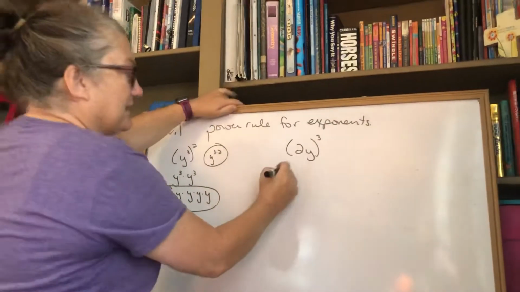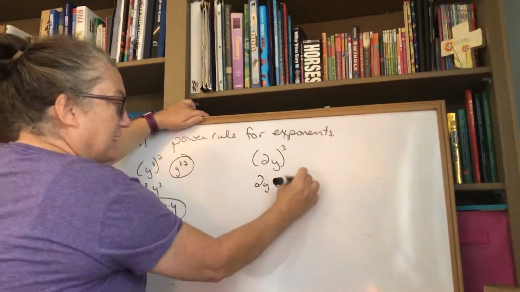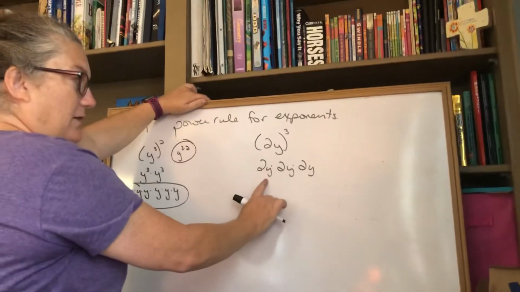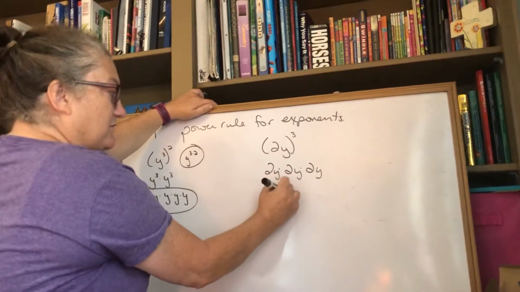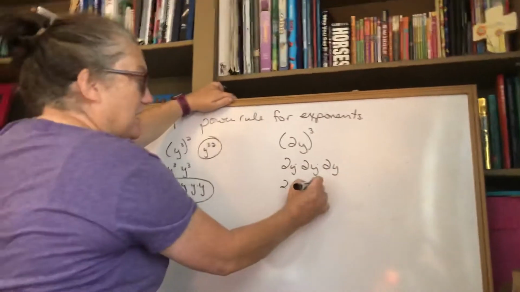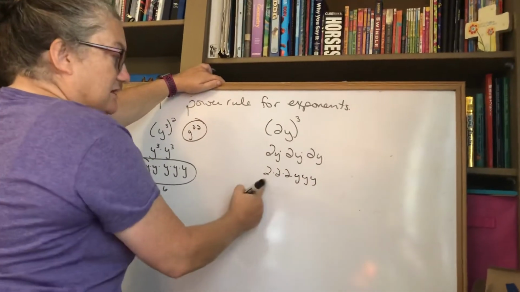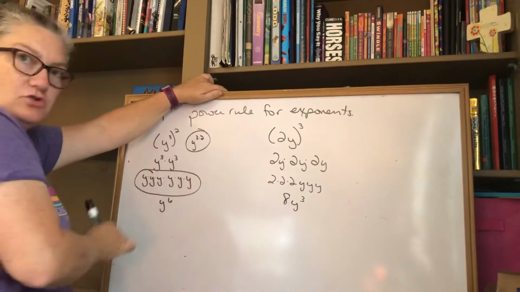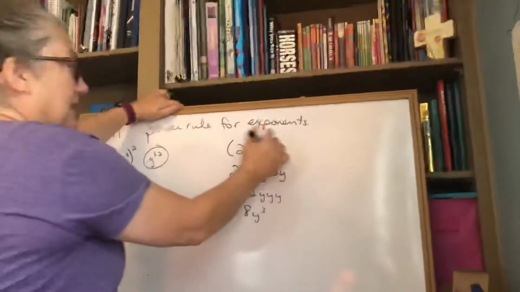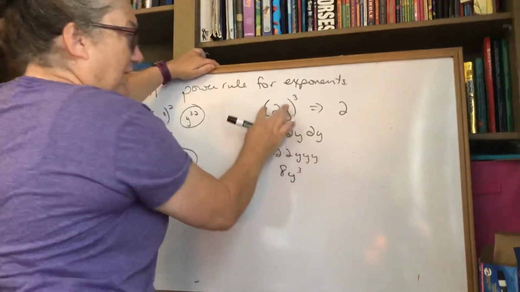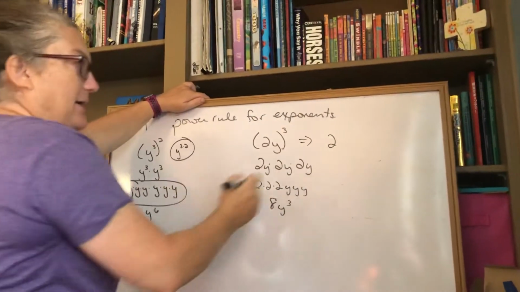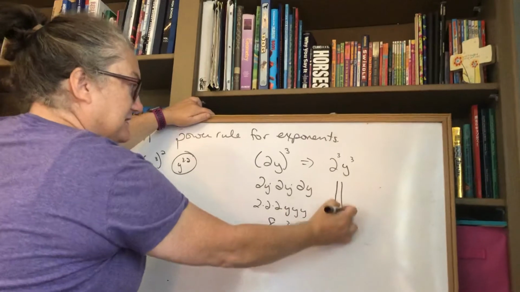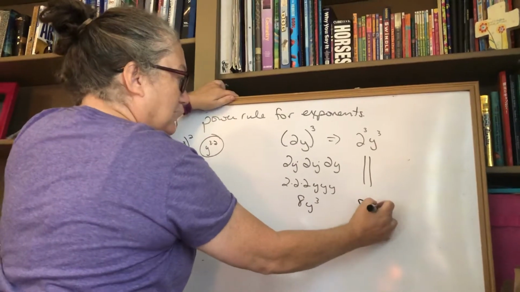Now over here, let's write it out again. We have 2y, 2y, 2y. This is multiplication. So remember, when we have the multiplication of variables, we multiply the coefficients first, and then we multiply the variables. So this would just be 8y cubed. Now, how we got to this from here, a shortcut, or the rule that we're teaching here, is that everything inside the parentheses gets raised to that power. So this would be 2 cubed, y cubed. And then, as you see, this would be 8y cubed.